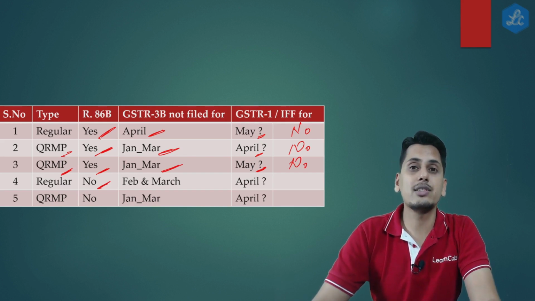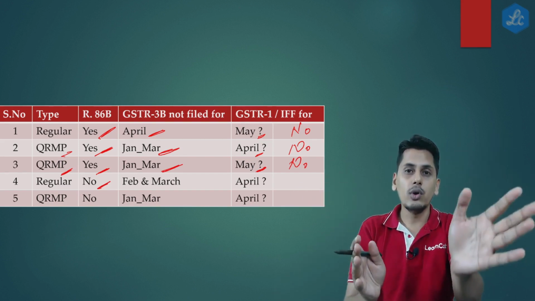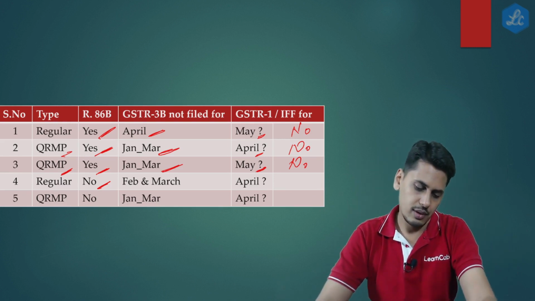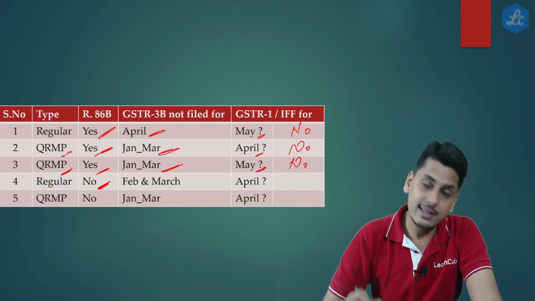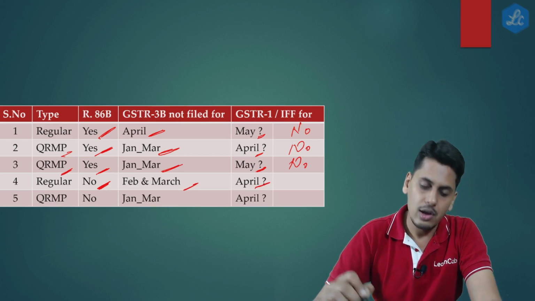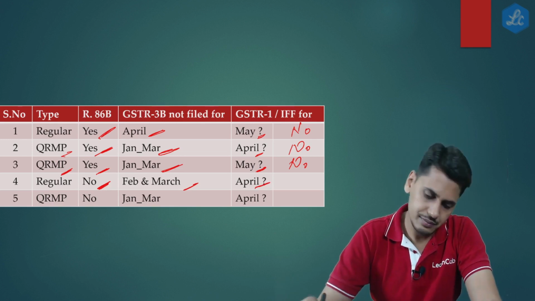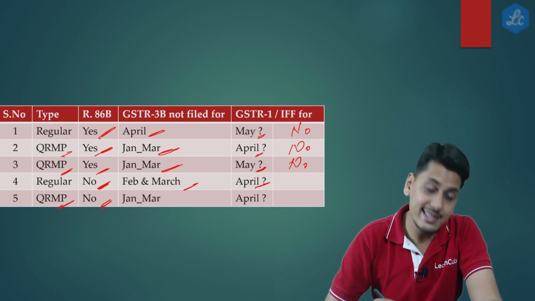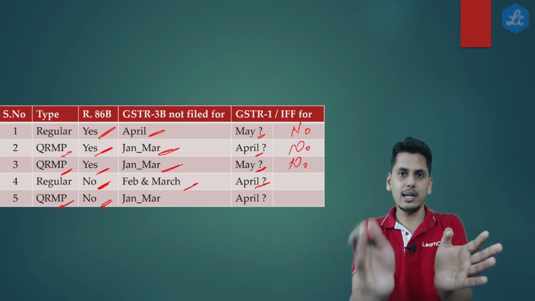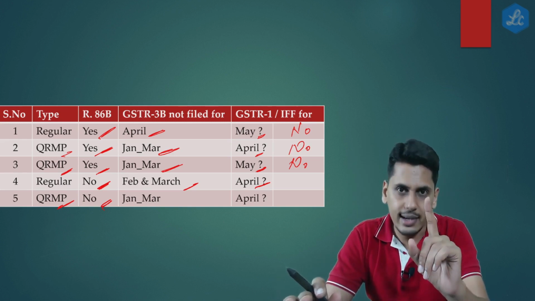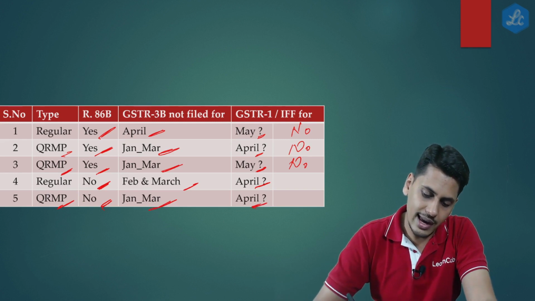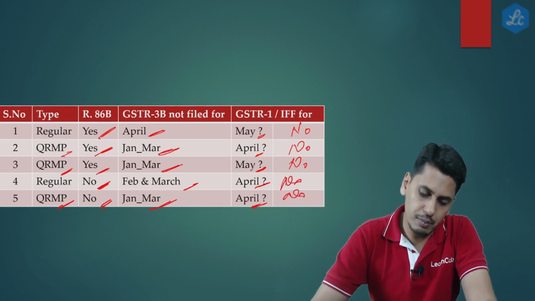Regular person, Rule 86B is not applicable. So friends, when 86B is not applicable, you need to bifurcate them into two: regular and QRMP. For regular, two tax periods; for QRMP, one tax period. So for a regular person where Rule 86B is not applicable, if 3B is not filed for February and March, then for April, GSTR 1 or IFF cannot be filed. QRMP person, 86B not applicable: bifurcate them into monthly and quarterly. For quarterly, it is the preceding one tax period. If 3B is not filed for January to March, GSTR 1 or IFF cannot be filed for April.